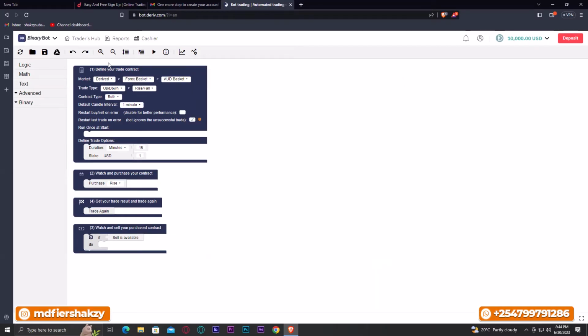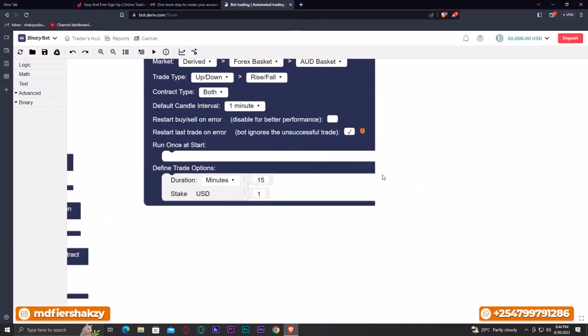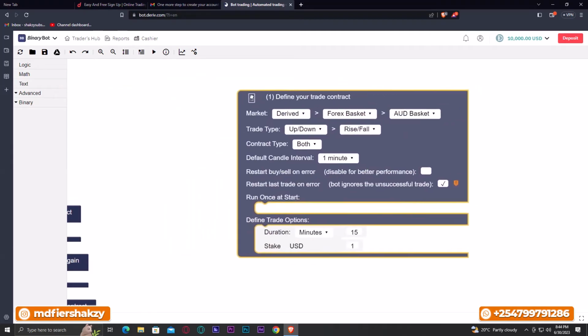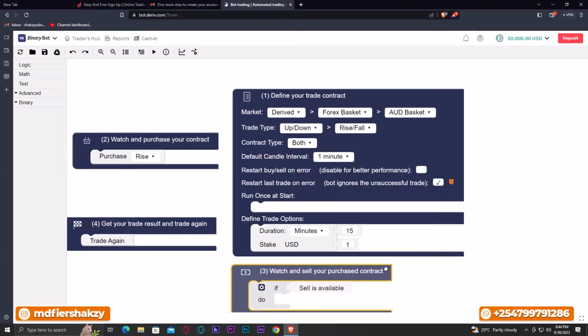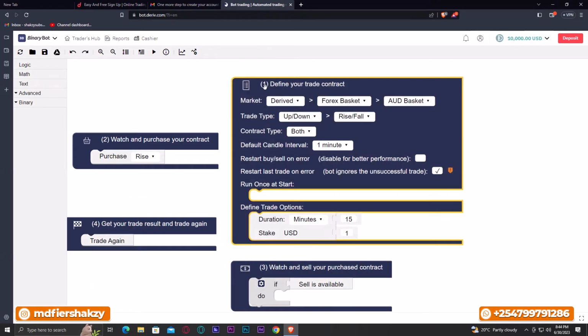What is this? Okay, we are here. I told you I want to take you guys slowly. What is this? You can see here, define your trade. Let me zoom in. You can see here, define your trade. What is this? So this is a block, this is a block, and also this is a block, and also this is a block. This block that you see here, number 1, is where you'll be trading the markets.